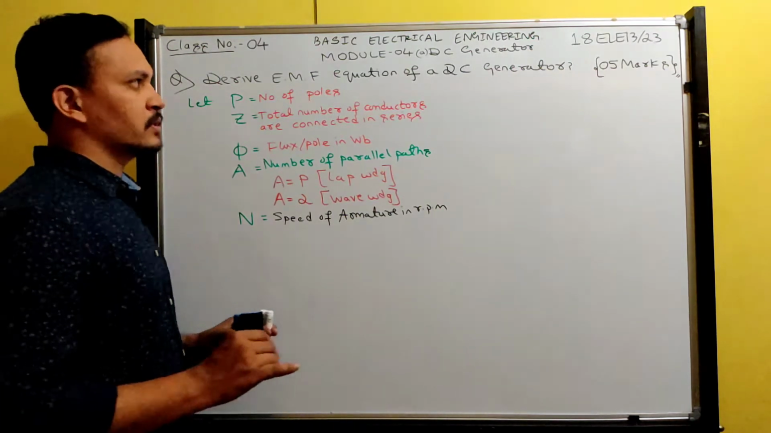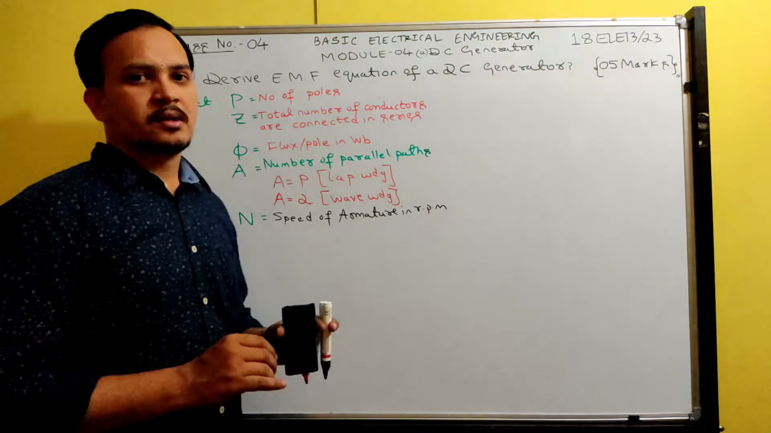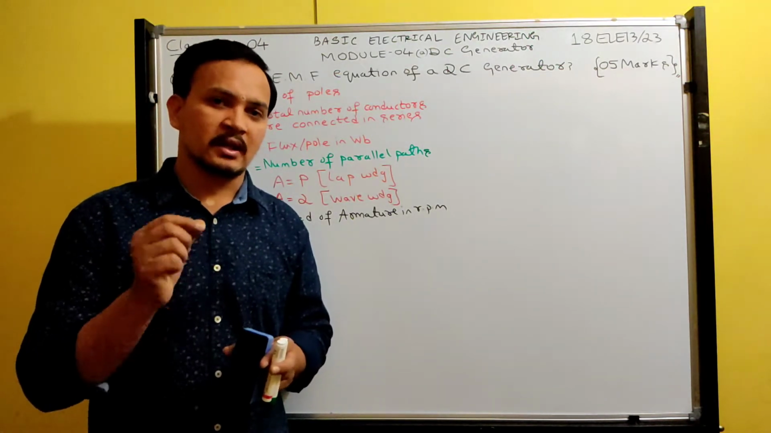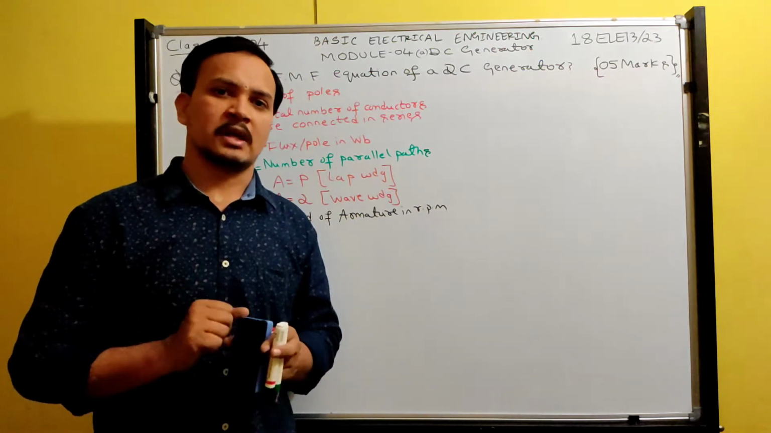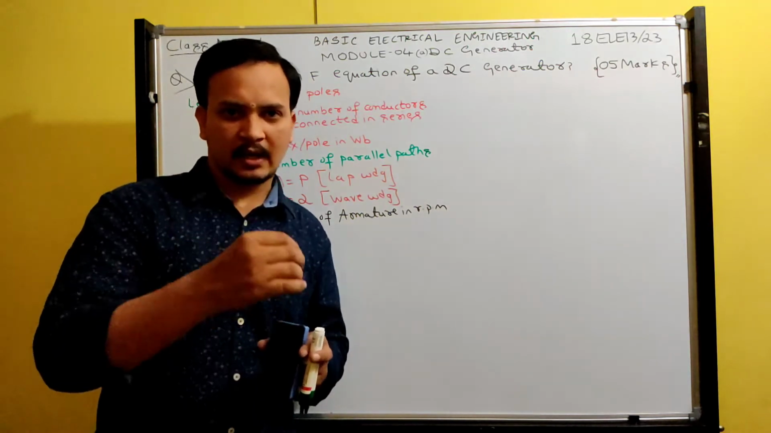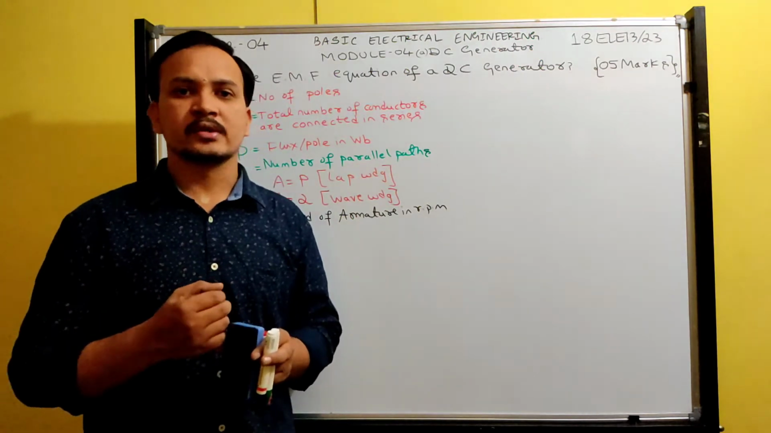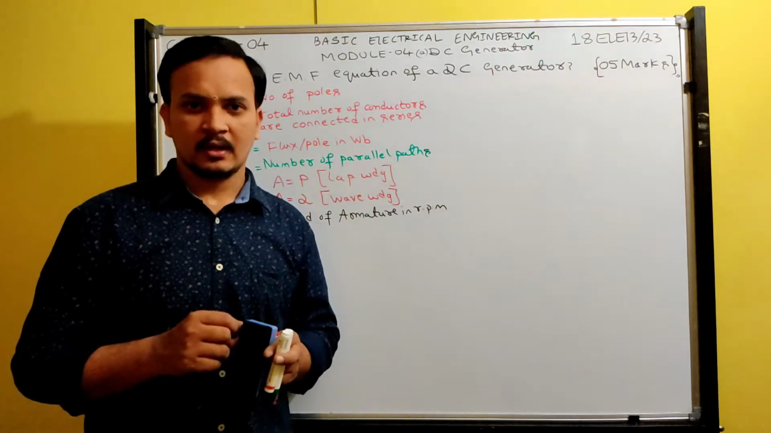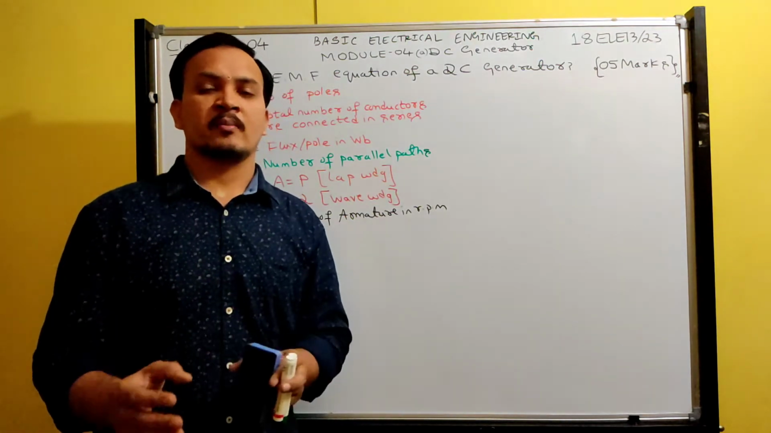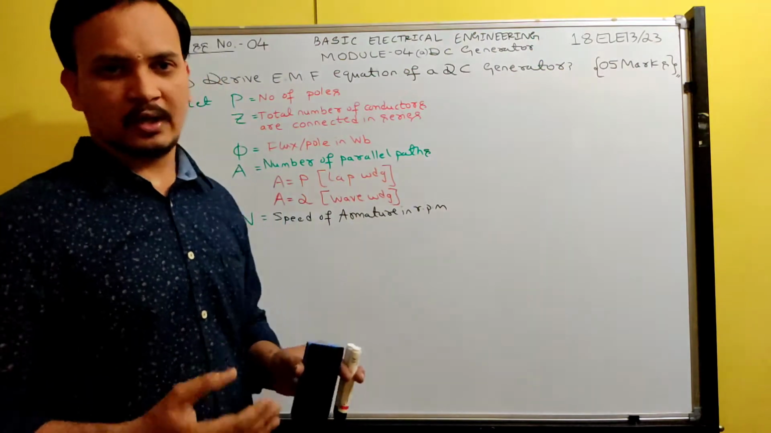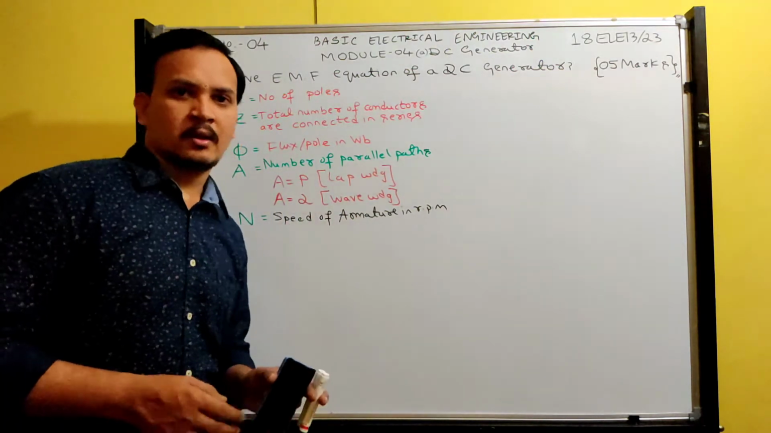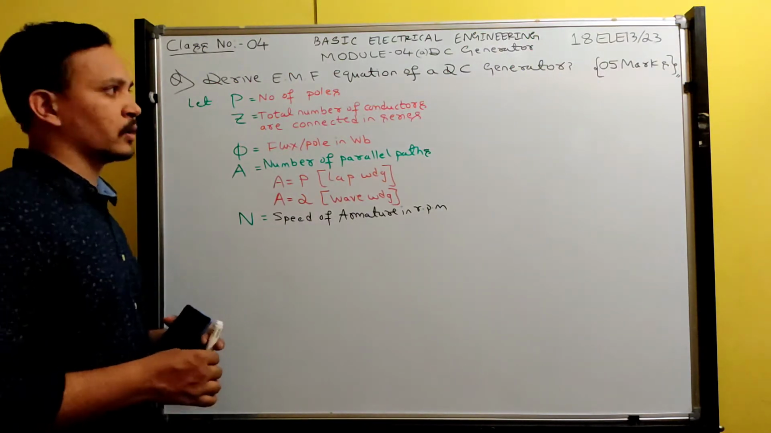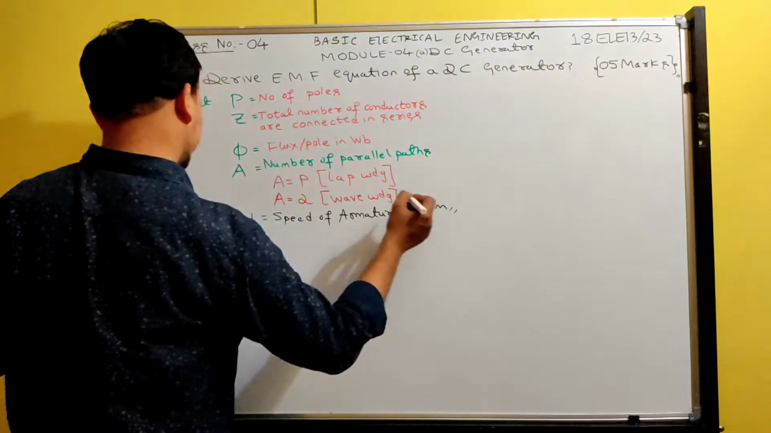We know the working principle of a generator. A generator works on the principle of Faraday's law of electromagnetic induction, that is, dynamically induced EMF. It states that whenever a conductor cuts the magnetic field, an EMF will be induced in it due to relative motion between the conductor and the magnetic field. The direction of induced EMF is determined by Fleming's right hand rule. That is what we learned in the generator working principle, so refer to lecture number 1 or 2.